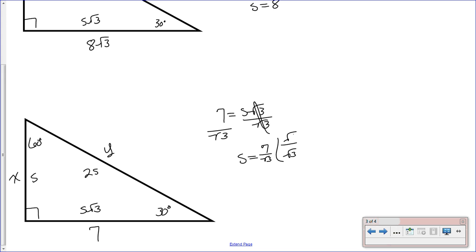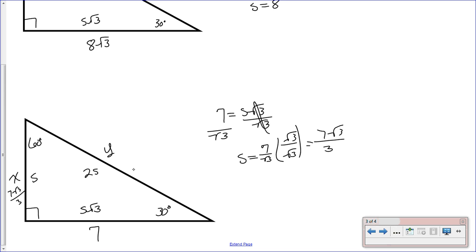Rationalize your denominator. So 7 square root of 3 over 3. So that is your s value. Now, since x equals s, that is also your x value: 7 square root of 3 over 3. Okay? That is your s value.